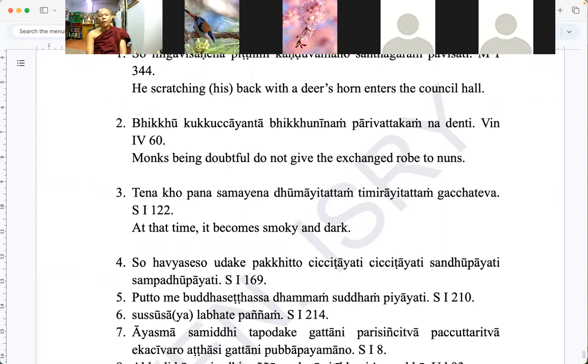So the meaning of "Dumai" is becoming smoky. "Timirai" is becoming darkness, becoming dark. But yes, "Gachati", the verb, is already in the sense of become. So it becomes smoky and dark. So "ewa" is just, it becomes just smoky and dark, or maybe deeply or something like that.